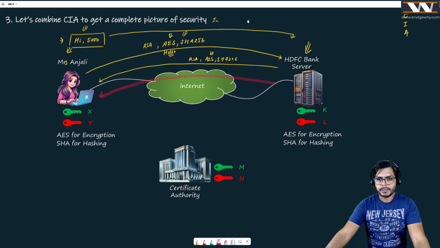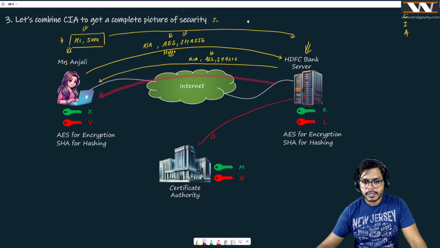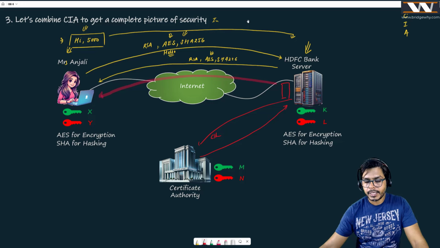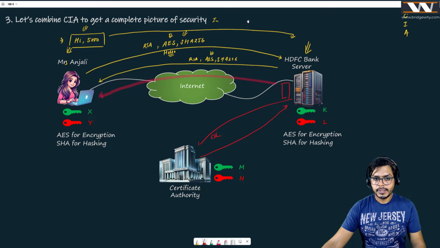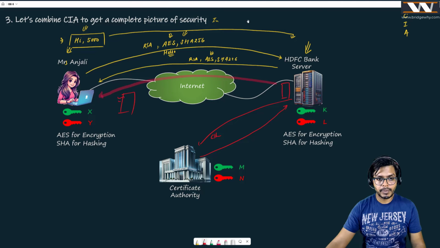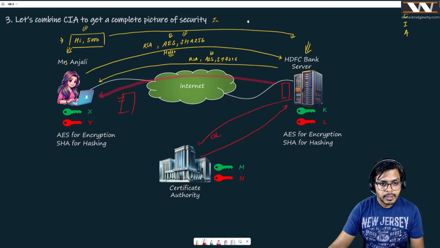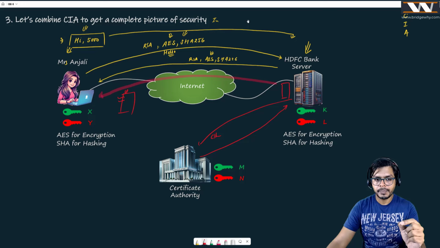See the beauty. You all know how the HDFC Bank server got this certificate. The HDFC Bank server must have generated the CSR request, and the certificate authority has signed that certificate signing request. And this guy is having the certificate. In the third step, the HDFC Bank server is sending this certificate. And by sending this certificate, it is saying that this is my common name. You are trying to contact hdfcbank.com. See whether the certificate has hdfcbank.com or not. This is my name. It should be correct.